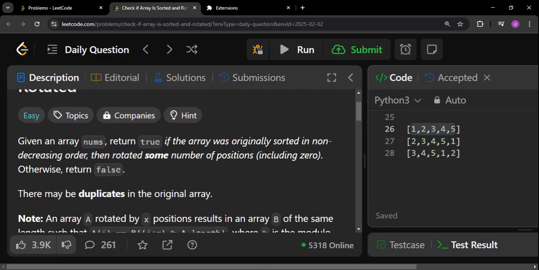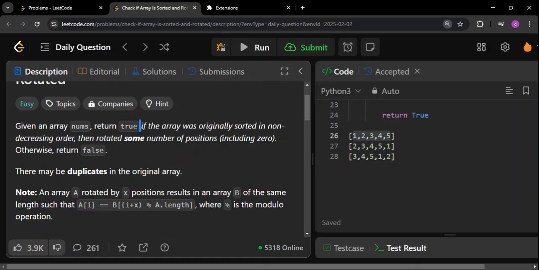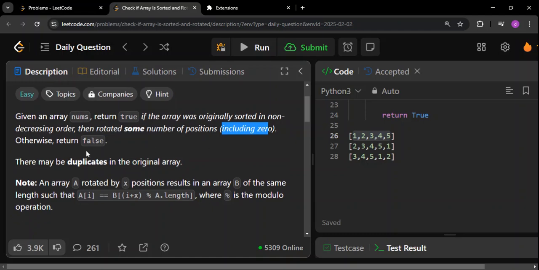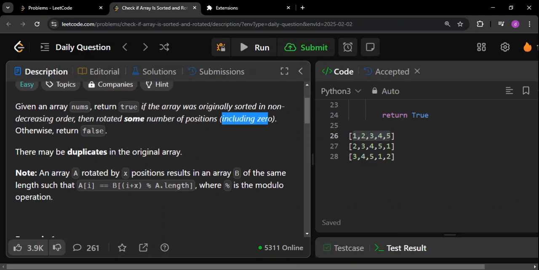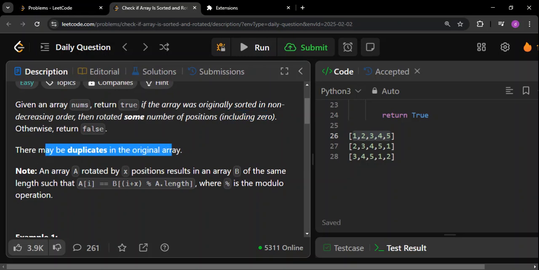When we have to return true, we have to return true if the array was originally sorted, and we did some shifting by some of the positions. Remember, the left shifting could even be done for 0 times, that is, it's 0 or some non-zero number. Return false otherwise. There may be duplicates in the original array, and that is the meaning of non-decreasing order.